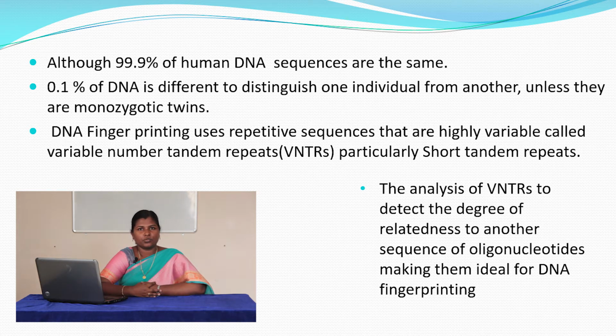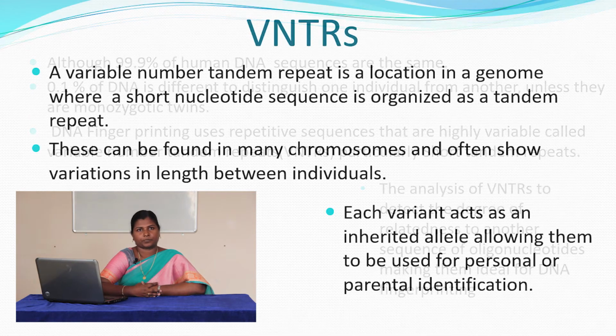DNA fingerprinting uses repetitive sequences that are highly variable, called variable number tandem repeats, which are particularly short tandem repeats. The analysis of VNTRs detects the degree of relatedness to another sequence of oligonucleotides, making them ideal for DNA fingerprinting.